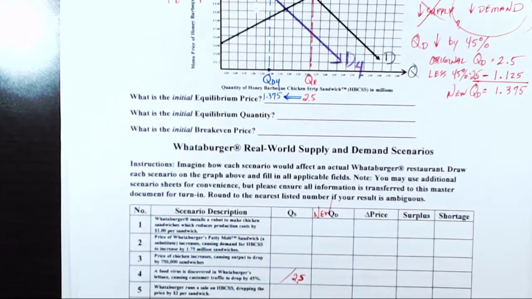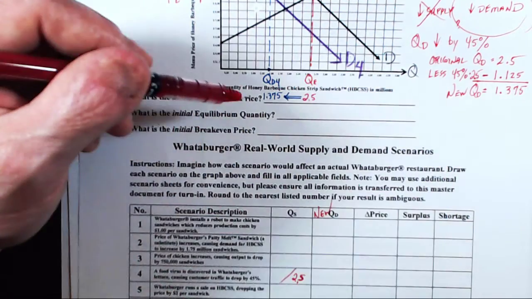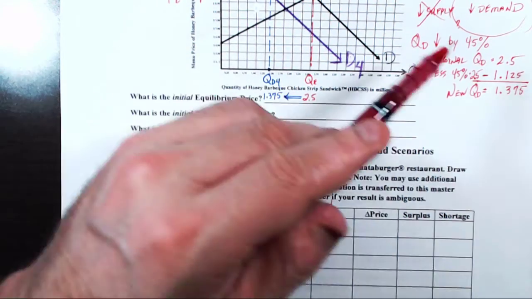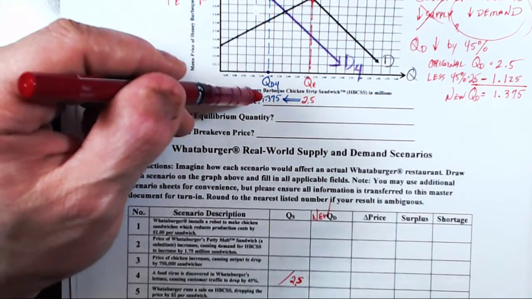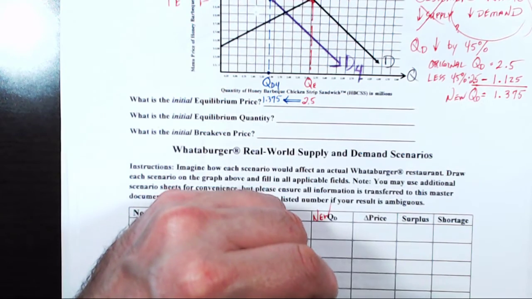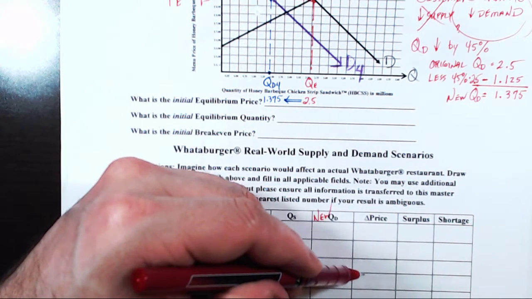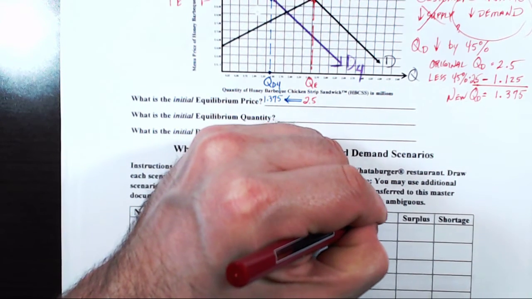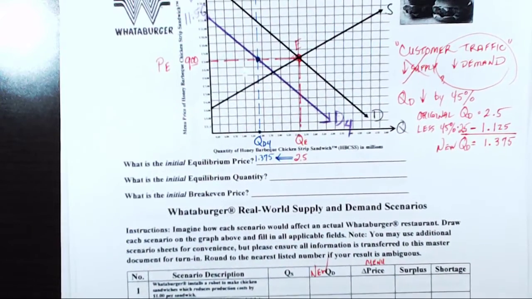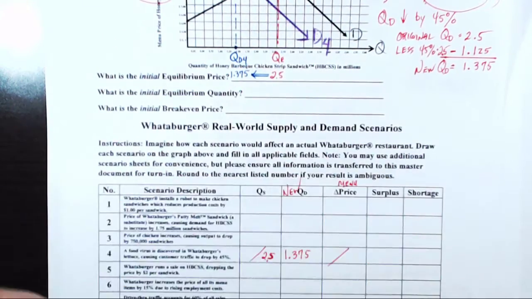That's the new quantity demanded: 1.375 million, and that was equal to 2.5 million minus 45% of 2.5 million, which we showed over here. And that gave us 1.375 million. So your new quantity demanded is 1.375 million. What's the new price on the menu? Okay, menu price. Was there a change in price, I should say? Did we change this? No, there was no change in price.